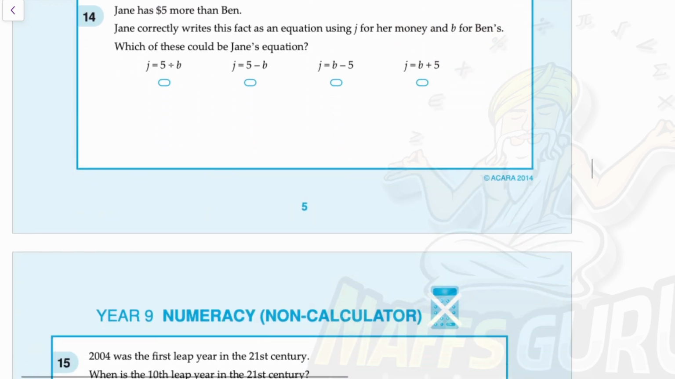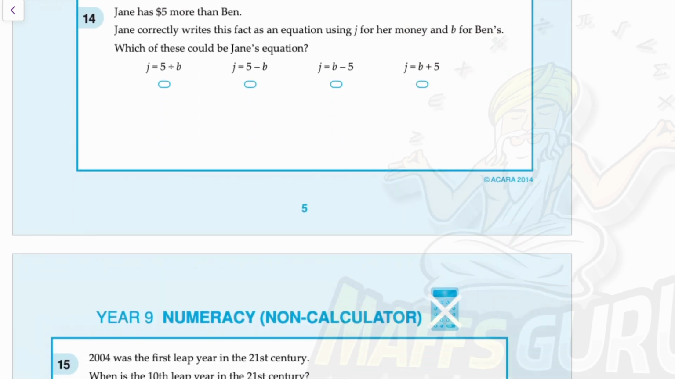Jane has $5 more than Ben. Jane correctly writes this fact as an equation using J for her money and B for Ben's. Which of these could be Jane's equation? So Jane has 5 more than Ben.